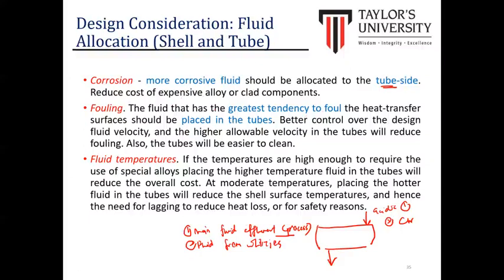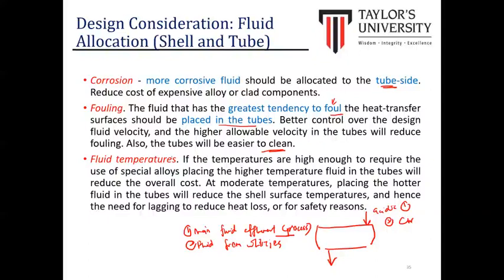Okay, fouling. The fluid that has the greatest tendency to foul the heat transfer surface should be placed inside the tube. For example, the acidic one, it has the tendency to foul. So basically, we may place it in the tube part. It is for better control over the design fluid velocity, and the higher allowable velocity in the tube will reduce fouling. Also the tube will be easier to clean when we talk about troubleshooting and maintenance. So on the tube side, it's easier to be cleaned.